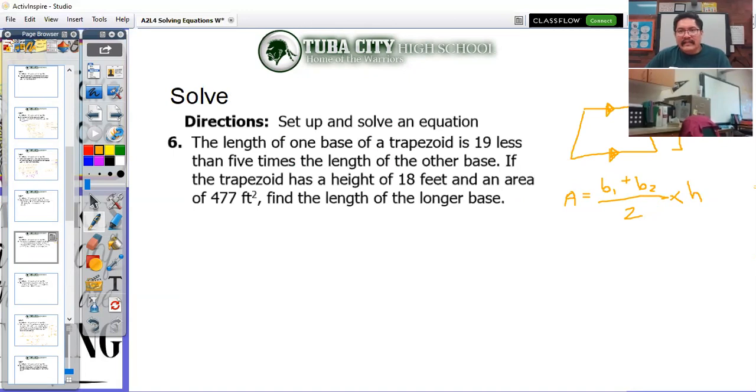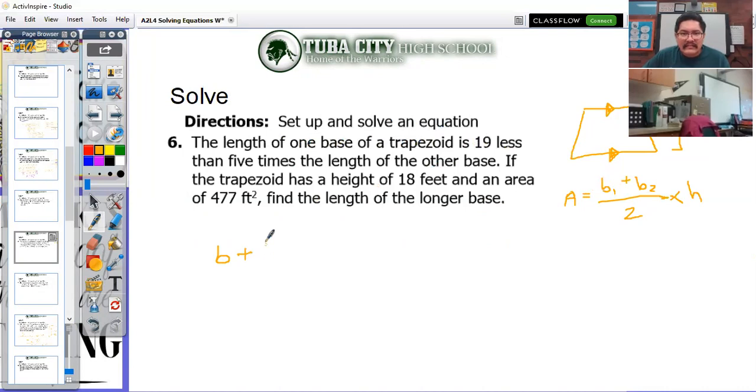Now let's start filling in what we know. So area is 477. I'm going to reverse it. I'm going to use the reflexive property just to keep the variables I'm looking for on one side. So let's go ahead and do that. So base is 1 plus, so that's this base here. And I don't know which one I'm looking for, but in this case, it'll probably work out no matter what if I just follow what I'm supposed to do.